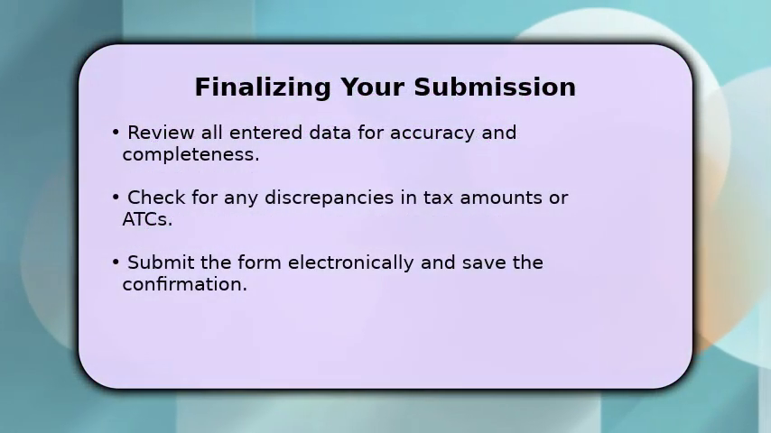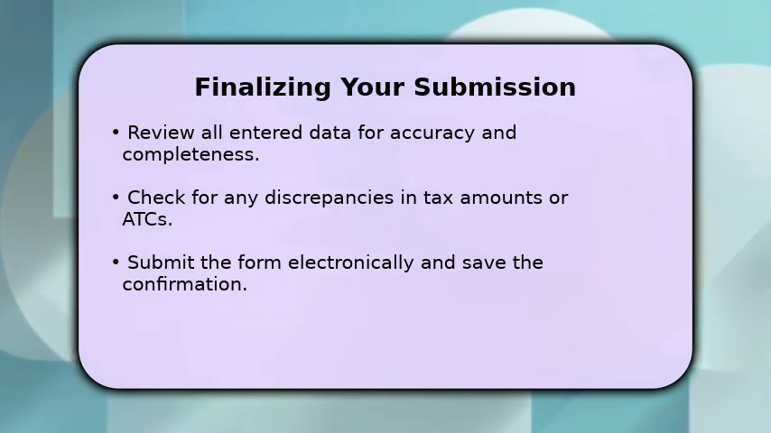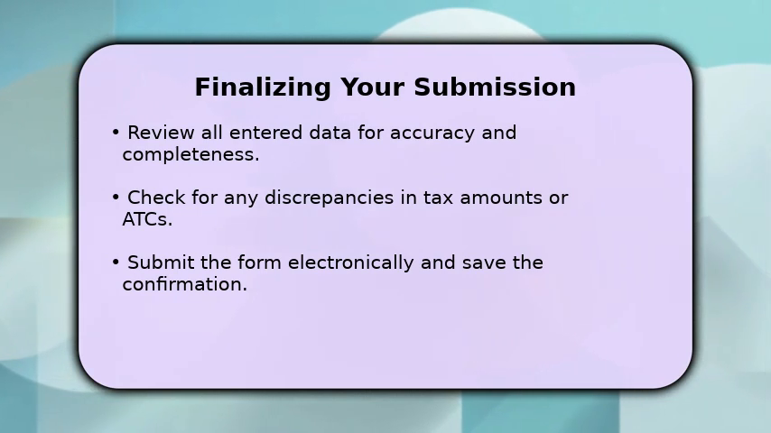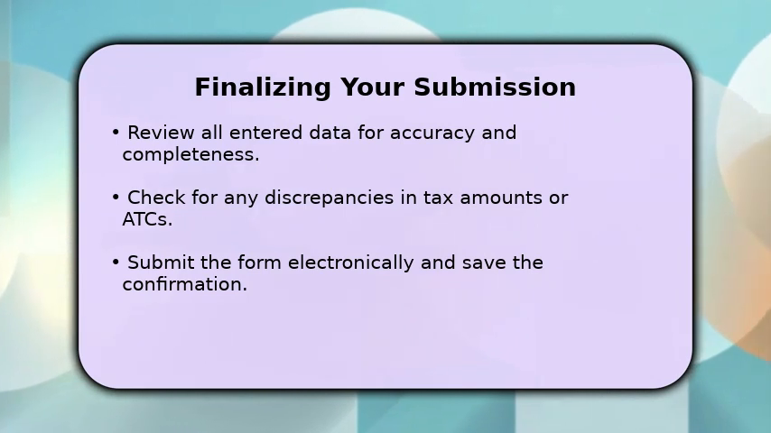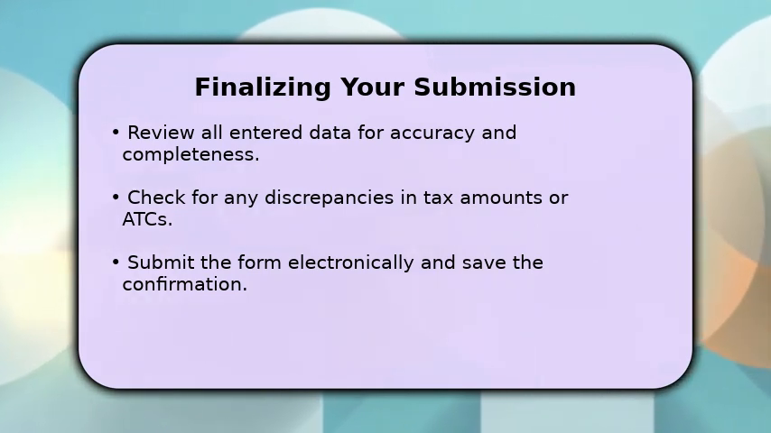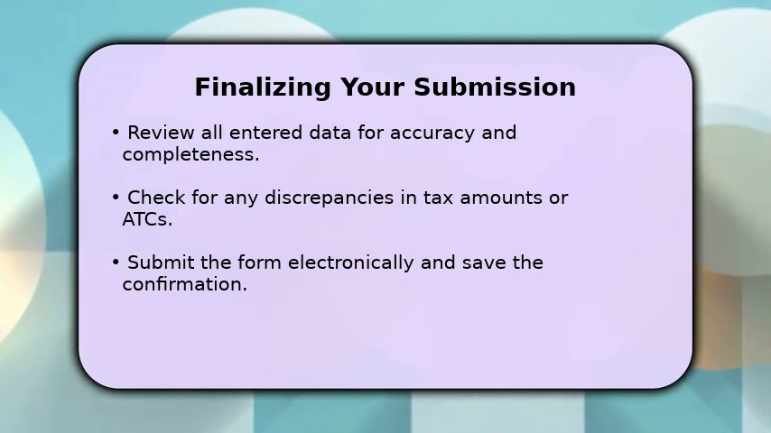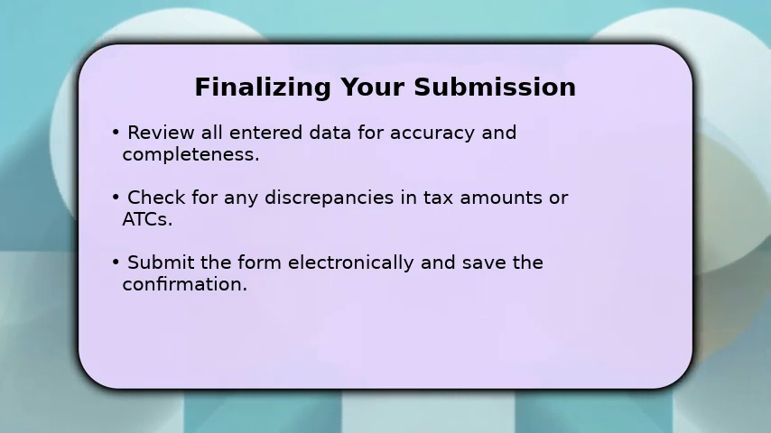After filling out all sections, conduct a thorough final review of your BIR Form 06190. Double-check all figures, especially the total tax remitted and the alphanumeric tax codes. Make sure there are no missing fields or incorrect entries. Once you are confident in the accuracy, proceed to electronically submit the form. Always save or print the confirmation receipt as proof of your successful filing and remittance.